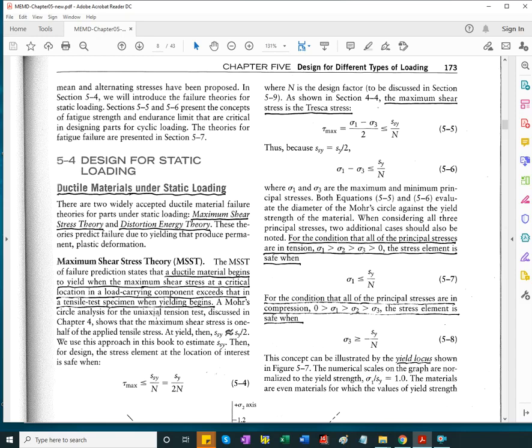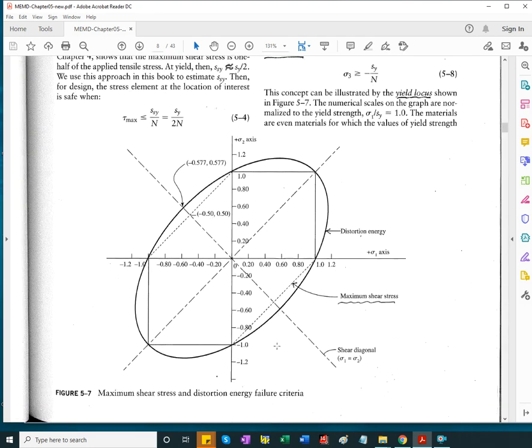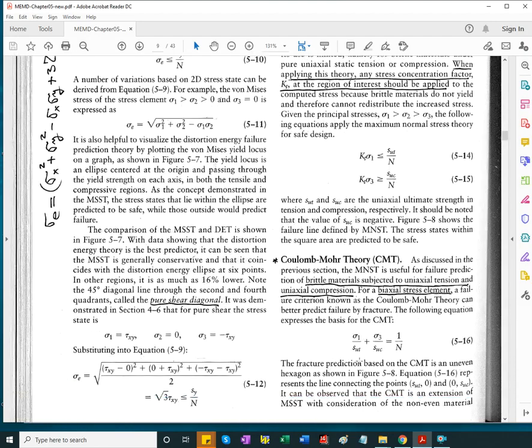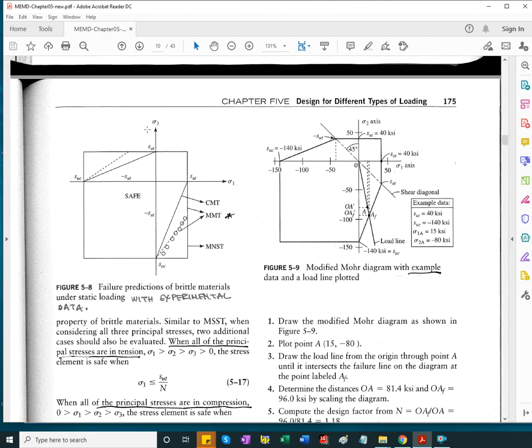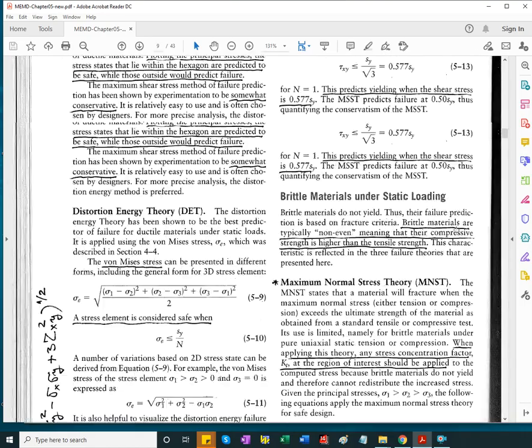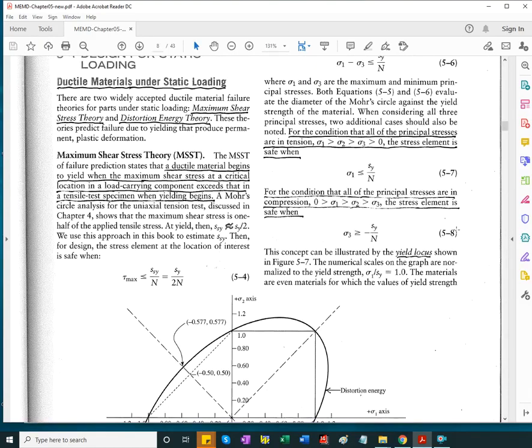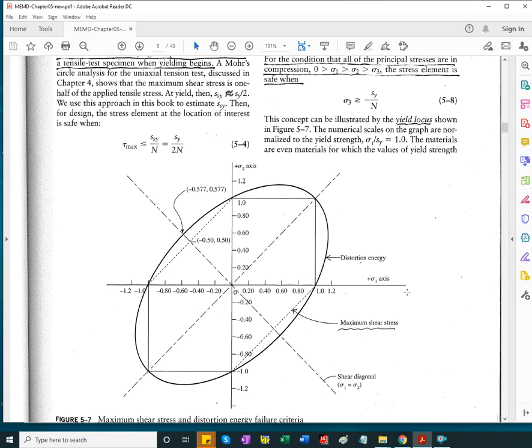So let's look at the section on static loading equivalent stresses. If we have a complex state of loading with non-zero sigma 1 and sigma 2 principal stresses, or it could be sigma 1 and sigma 3. You'll see there are diagrams where sigma 2 is replaced with sigma 3. So the question is, how is the material going to respond when failure does occur?